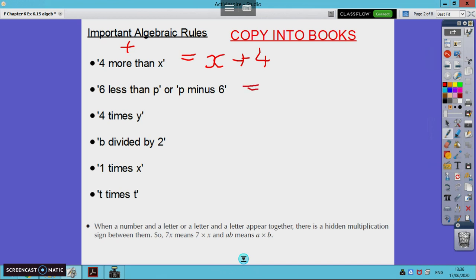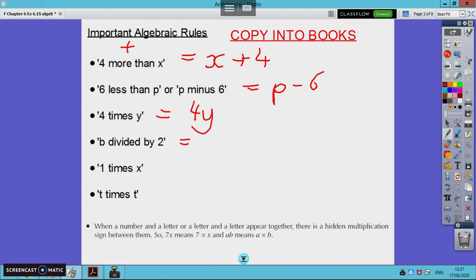Let's have a look at the next one. 6 less than p, or p minus 6, would be p take away 6 in algebra. 6 less than p means exactly the same thing as p minus 6. 4 times y. If you remember with algebra, we don't like times signs, so we don't put a times sign in at all, and we put the letter and the number together. So 4 times y ends up as 4y, where the number always comes first.